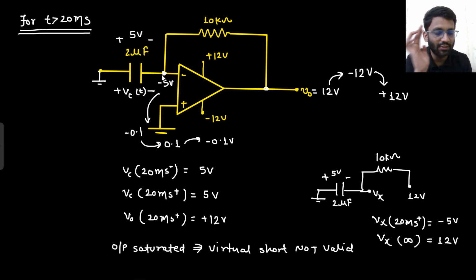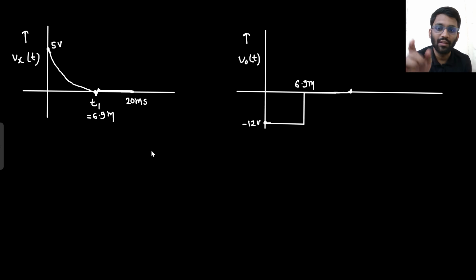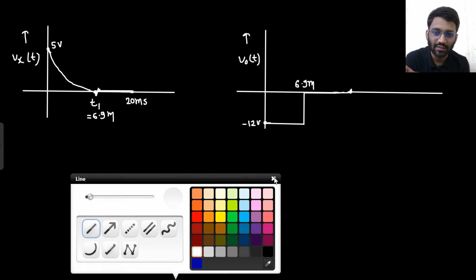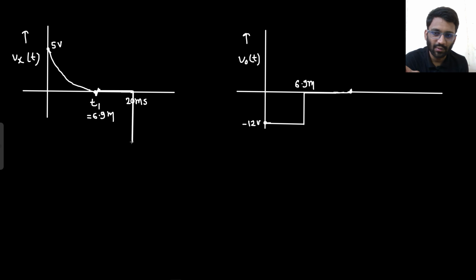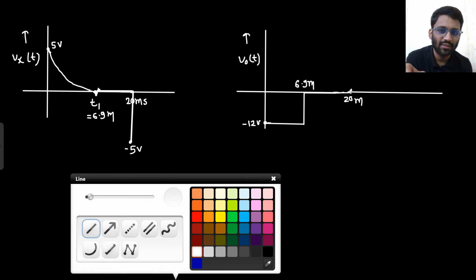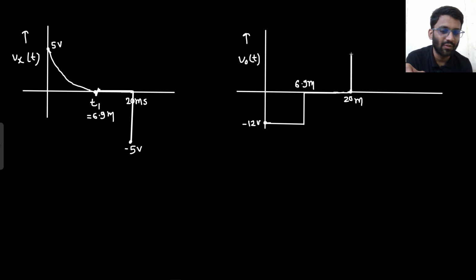The node Vx is not fixed. It can change anytime. So at 20 millisecond, the node changes very quickly to minus 5 volt. The node changes to minus 5 volt, and the time it changes to minus 5 volt, your output node goes to plus 12 volt. So this was the depth of this question, which no one covered.